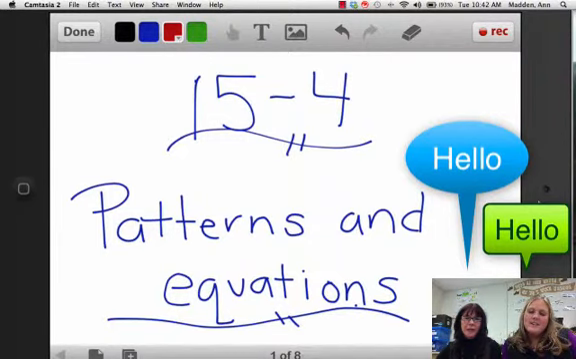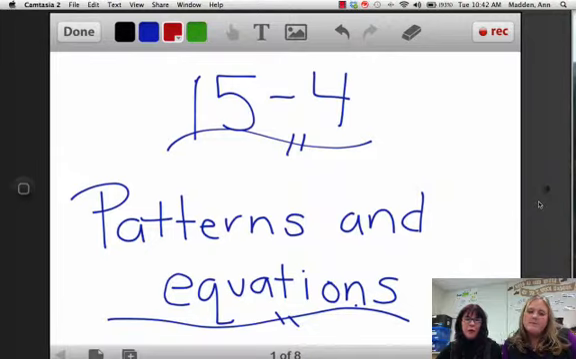Tonight you're going to be looking at lesson 15.4. We're talking about patterns and equations. We're going to be using a pattern table to figure out what our patterns are.